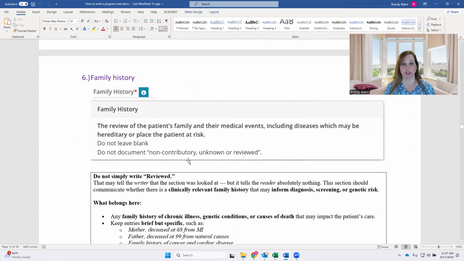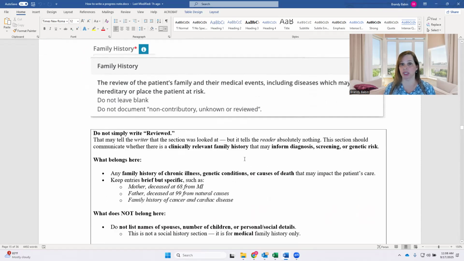Don't write non-contributory, which doctors do all the time, so I don't want you to follow their lead. Unknown or reviewed. However, unknown is actually there as a snippet, because I have had a couple of patients that have been adopted, and their unknown will be unknown forever. It's not like they just don't have that information. They'll never have that information. And reviewed is good for you that you know it, but the reader does not know it. So I'm glad you've reviewed it. Now let's share it and put it in your note.